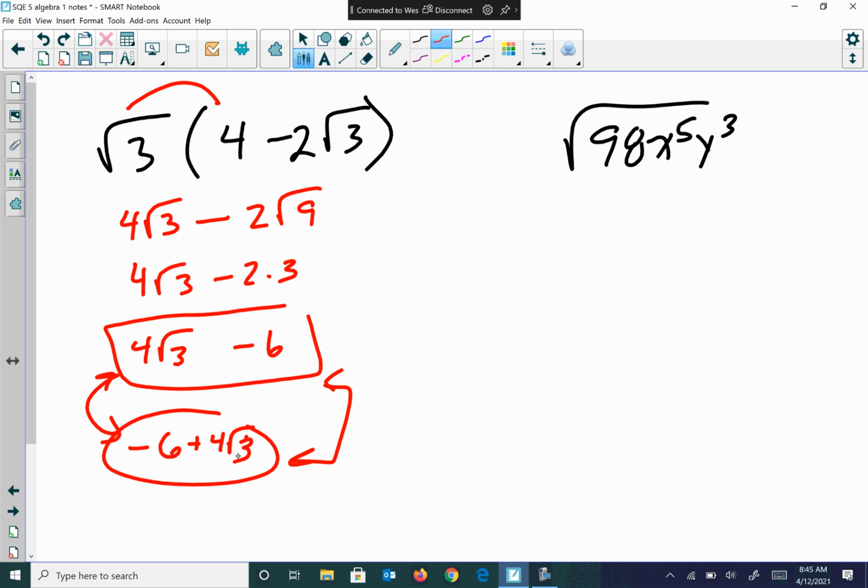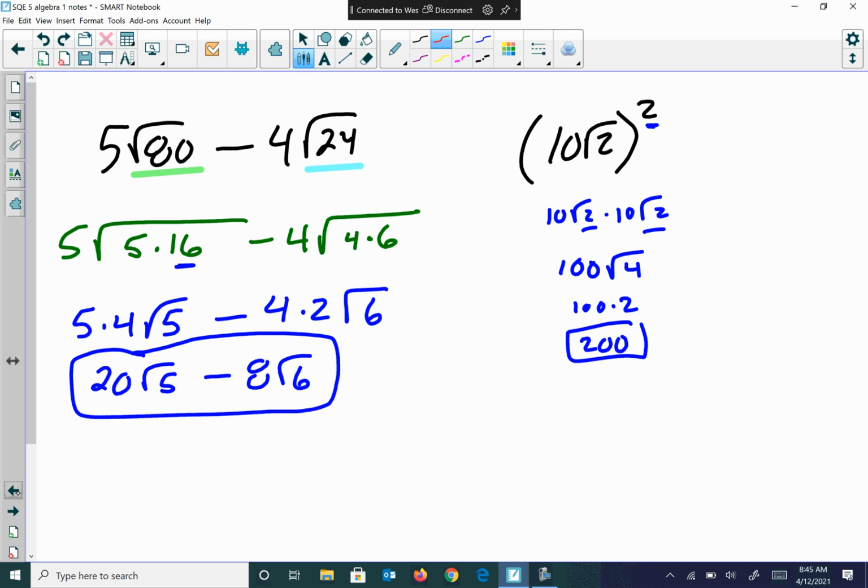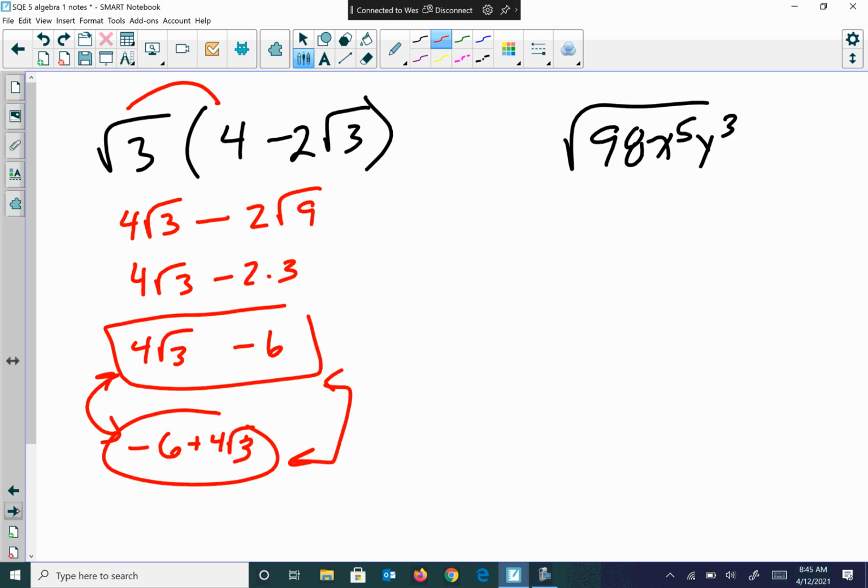Going back on the 10 root 2, why go 100 root 4 to 100? Oh, that's a great question. Okay. This came here and here, so that gave me 10 times 10, which is the 100. Root 2 times root 2 gave me root 4. Root 4 gave me 2. And then I went 100 times 2 to get 200. Does that make sense? Okay.